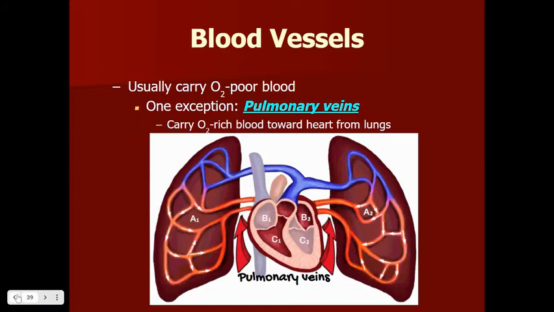Veins will usually carry oxygen-poor blood. Now, these also have one exception, and that would be the pulmonary veins. Remember, pulmonary means lung. Vein means that we're going to the heart. And so the pulmonary veins are carrying oxygen-rich blood towards the heart from the lungs. So eventually the heart is then going to be able to pump that oxygen-rich blood to the rest of the body.